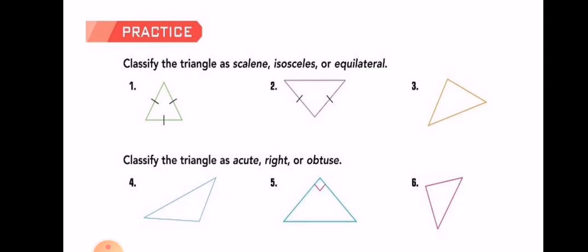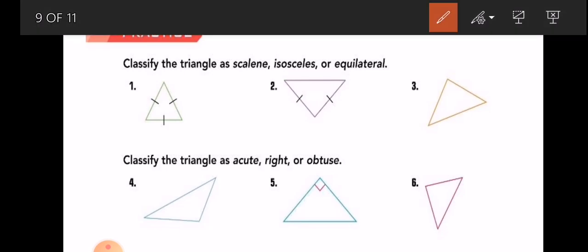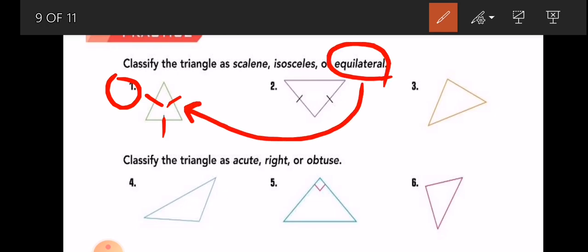Classify the triangle as scalene, isosceles, or equilateral. It means here I'm classifying according to what? Angles or sides? Yes, according to sides. So here, I just need to watch the sides. So number 1, can you see this mark? It means if I have the same mark on the sides, the sides are equal. If the 3 sides are equal, so we will call it what? Equilateral.